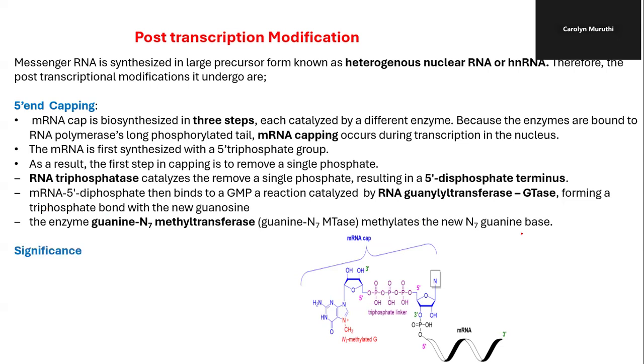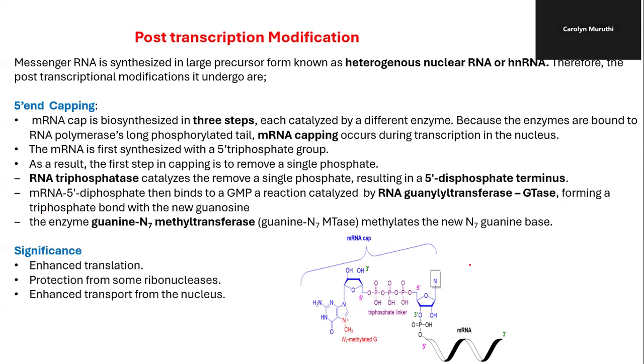And so what is the significance of the 5' end capping? 1, it enhances translation, as we shall see. 2, it protects the messenger RNA from some ribonucleases. And 3, it enhances transport of the messenger RNA from the nucleus to the cytoplasm. And here is just an example of a 5' end capped messenger RNA.